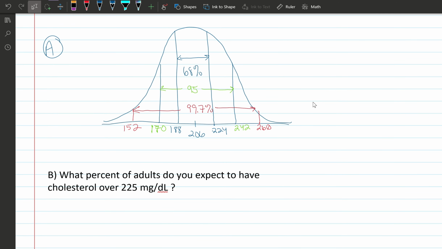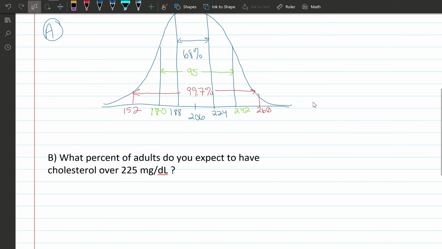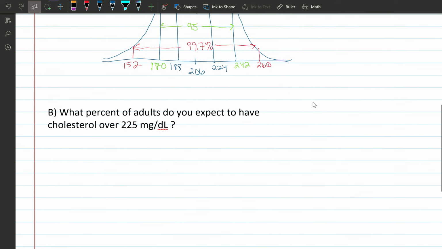Our next question: what percent of adults do you expect to have cholesterol over 225 milligrams per deciliter? So the next thing we should do is make a picture so that we can see this a little bit better. So we're going to make a picture of the normal model as it relates to what this question is asking.